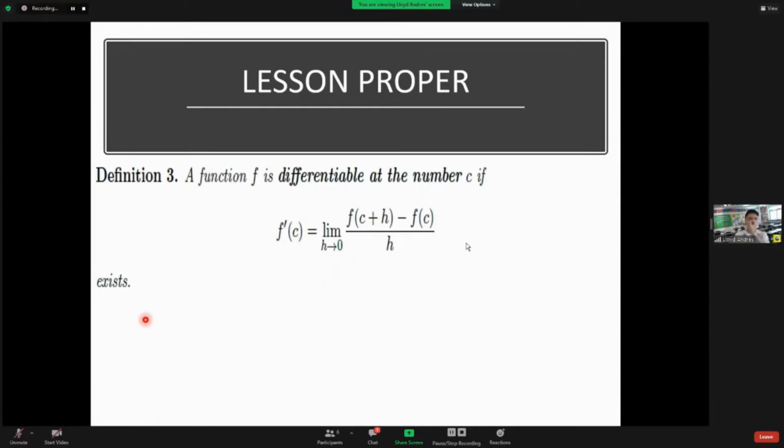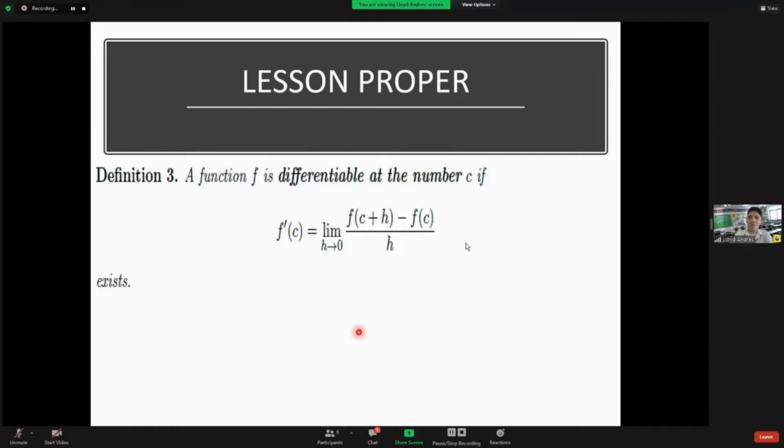So, what does that mean? It means you can call a function differentiable at a certain number if its derivative exists. When can you say that the derivative exists? The derivative exists if the limit of this one exists. When can you say that the limit exists? Let's go back to the limit. The limit exists if the left limit and the right limit are equal.